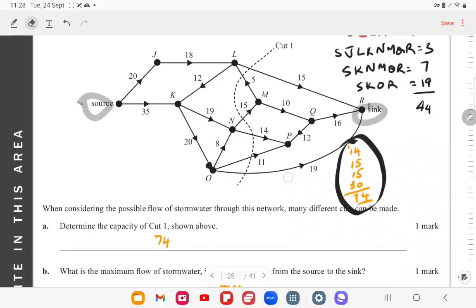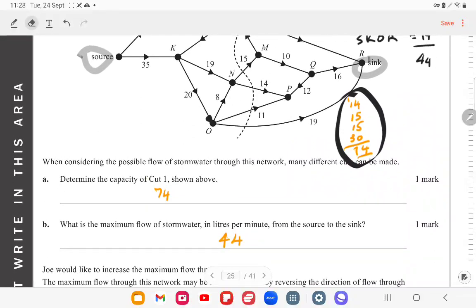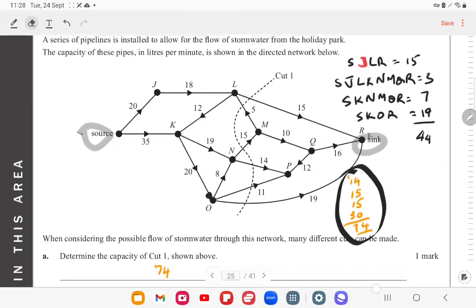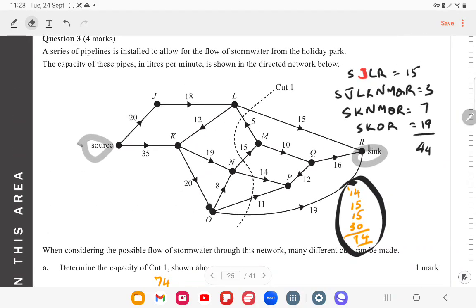Now the next question is, what is the maximum flow of storm water from the source to the sink? Now there are two ways of doing it. One is to cut this network along various edges and then find the maximum flow. But I find this method easier. I call it the zero cut method. And the first thing I do is I lay out all the paths.